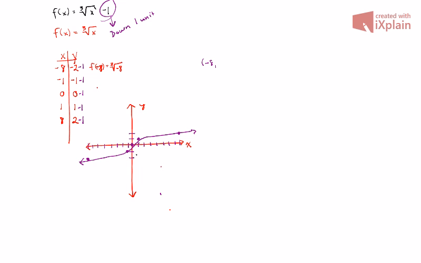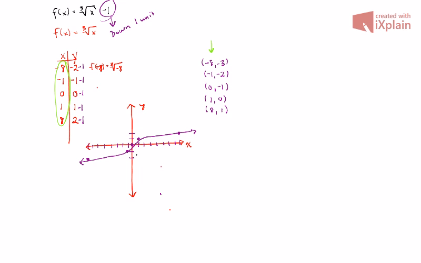So my new set of points will be -8, -3; -1, -2; 0, -1; 1, 0; and 8, 1. Note here that my x values match with the x values that I have from my parent function. And again, this is because I'm only moving everything down 1 unit. If I were moving things to the left or to the right, then I would invoke some sort of change onto my x values. But since I'm not moving to the left or to the right, my x values stay the same.